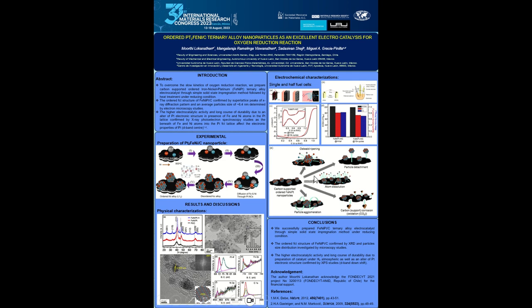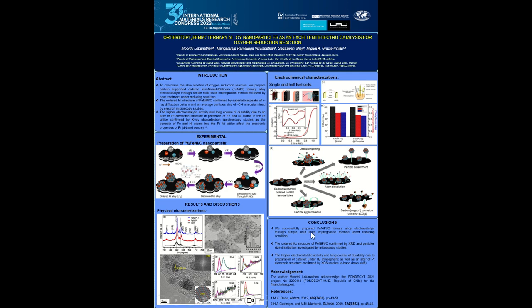Here we are indicating a few phenomena that are the reasons for the activity loss during cycling, namely Ostwald ripening, particle detachment, atom dissolution, particle agglomeration and carbon support corrosion. These are the reasons for the activity loss of the catalyst during the potential cycling or the stability cycling.